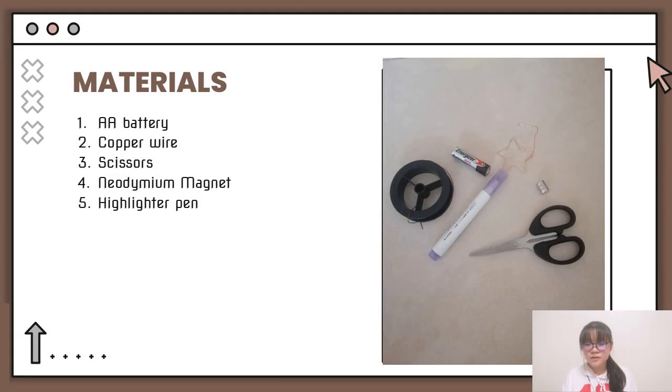The diagram on the right shows the materials needed to carry out the experiment, which are an AA battery, copper wire, scissors, a neodymium magnet, and a highlighter pen.